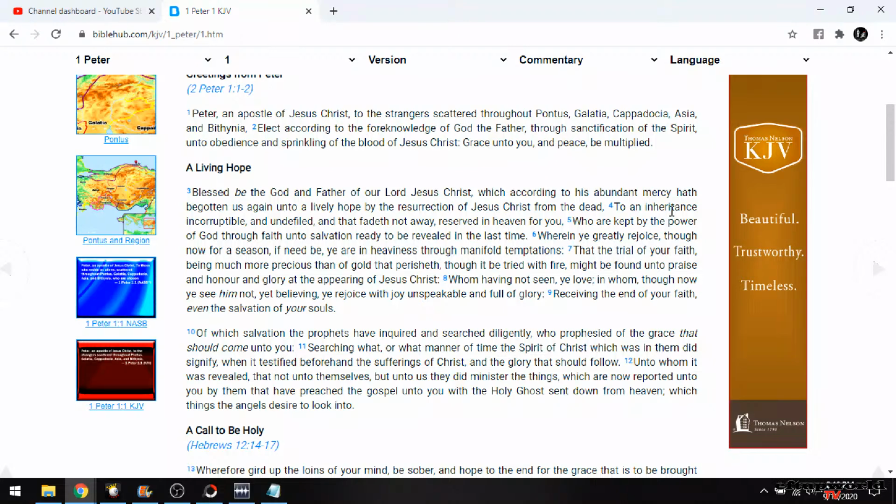Verse 4 says, to an inheritance incorruptible and undefiled, that fadeth not away, reserved in heaven for you, who are kept by the power of God through faith unto salvation, ready to be revealed in the last time. See that? When does salvation happen? When is it revealed? It's in the last time. And it says, wherein ye greatly rejoice, though now for a season, if need be, ye are in heaviness through manifold temptations.